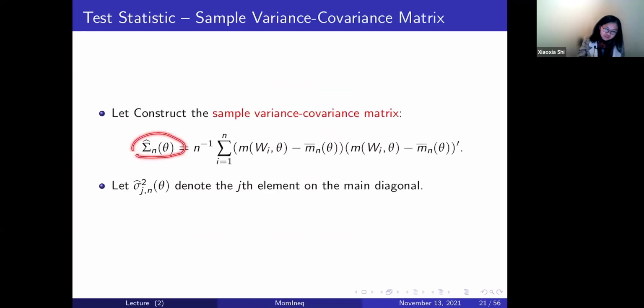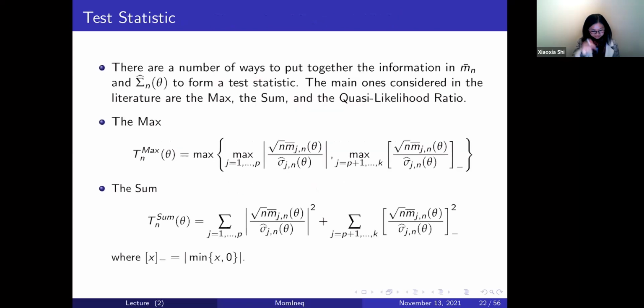And we also use the sample variance covariance matrix of the moment function. We use sigma n to denote the variance covariance matrix, and the little sigma n j to denote the jth element on the main diagonal. So that's the estimated variance for the jth moment function. And some of the test statistics used in the literature are of the following form. So we have this one possible test statistic, which is the max test statistic.